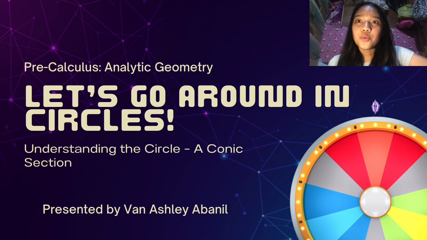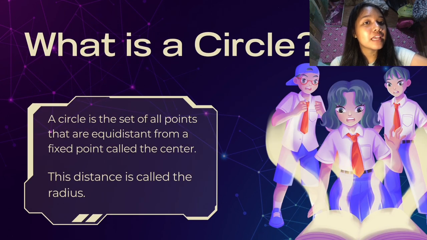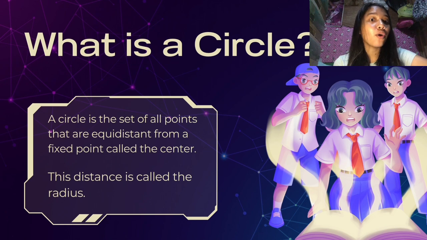So, our topic is the circle. One of the most beautiful and perfect shapes in geometry. A circle is simply the set of all points that are the same distance from a fixed point called the center. And that distance is known as the radius.